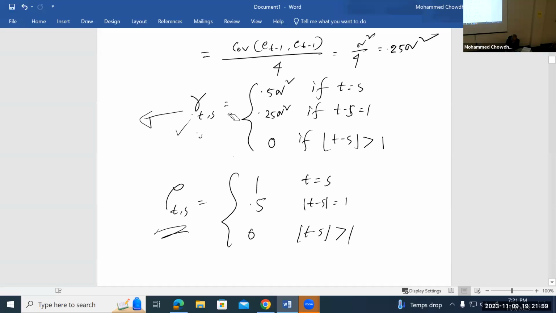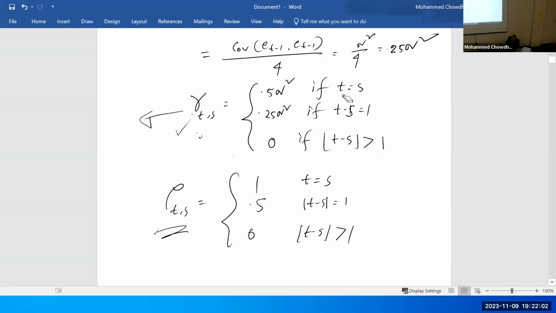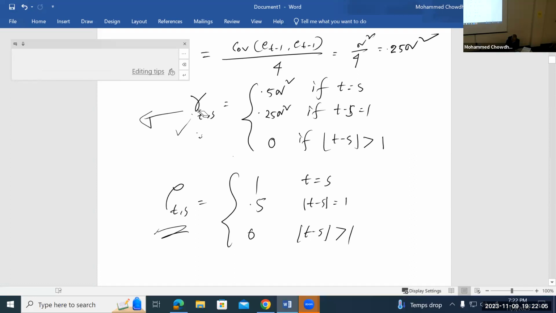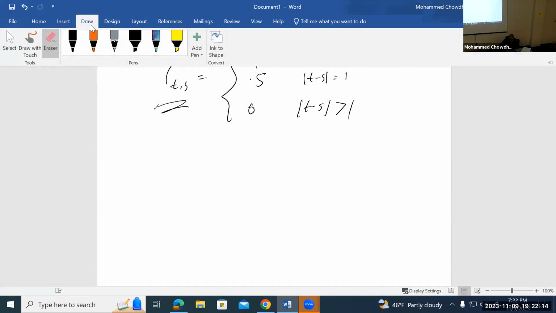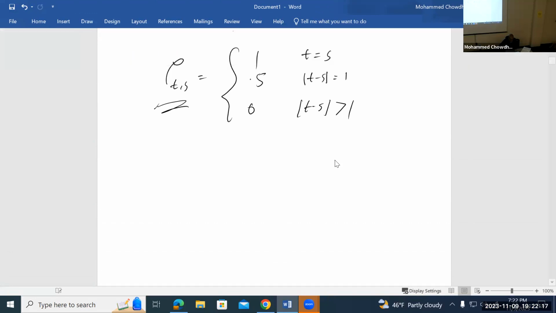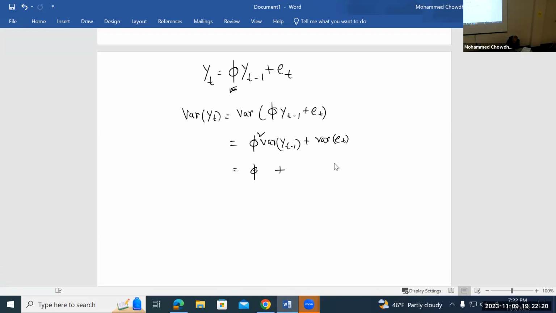Here we denote it as gamma zero, because if t and s are the same, we just denote it as gamma zero. From there, we put this equal to gamma zero, and then this is equal to sigma square. If we take common terms, then we will have sigma square over 1 minus phi square. So this is the value of gamma zero.